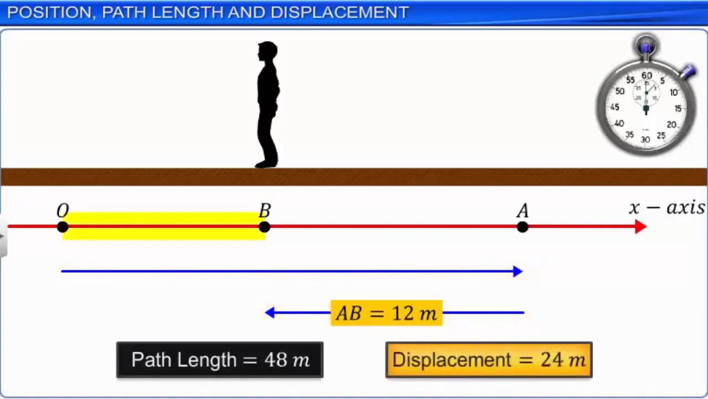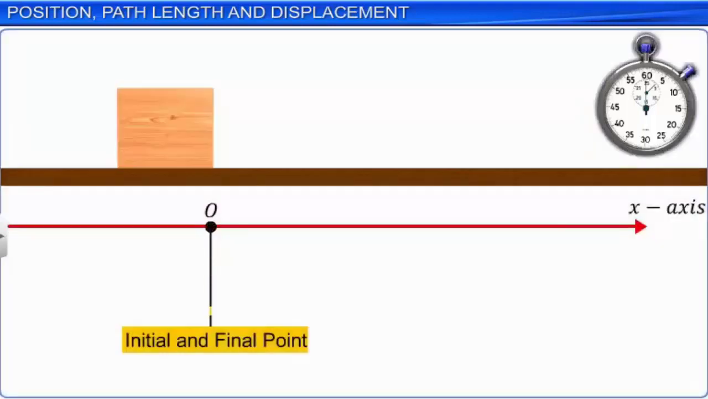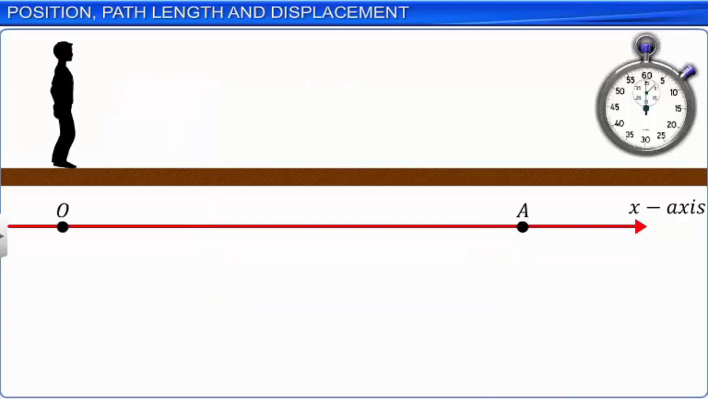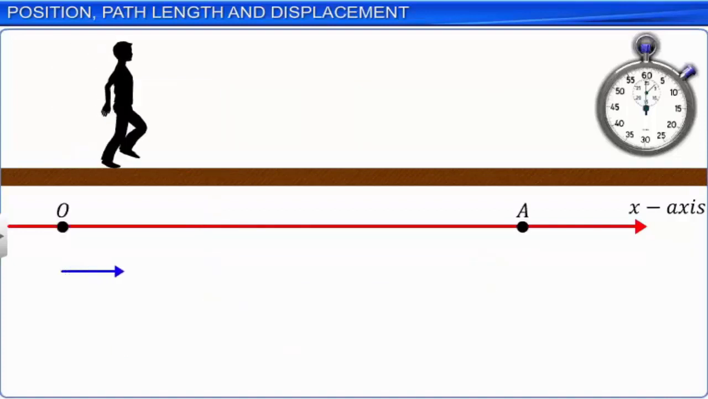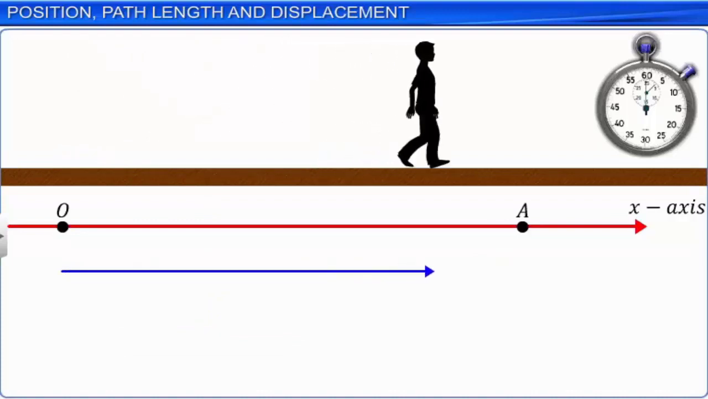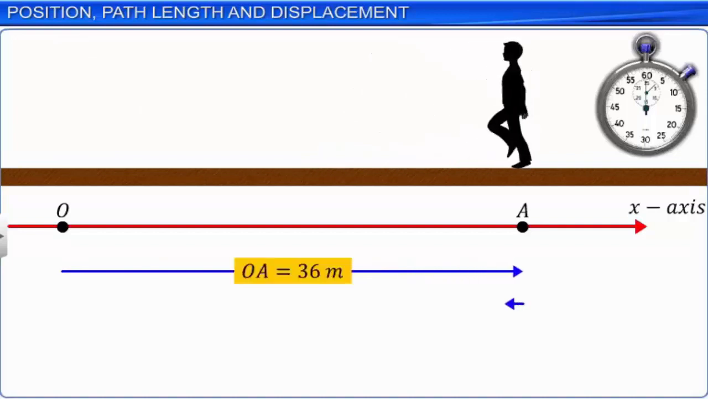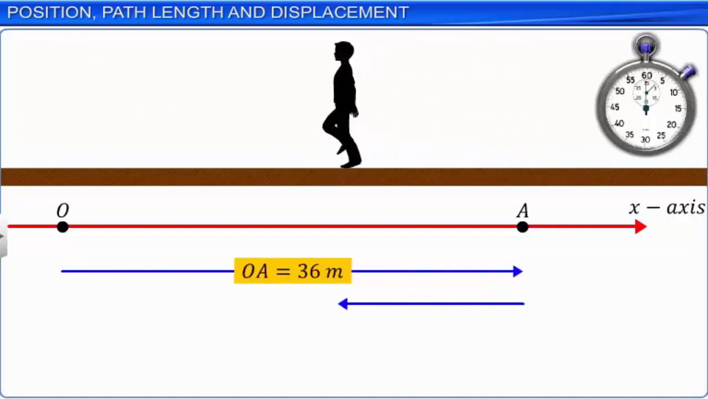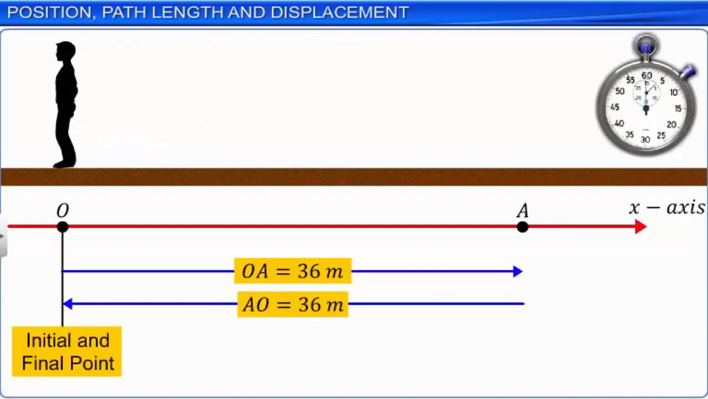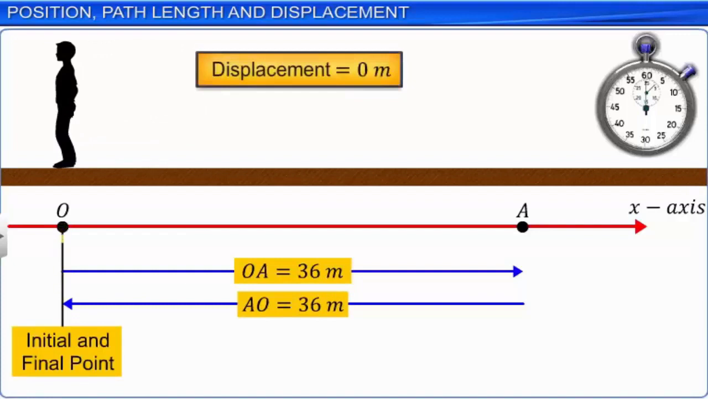There may be cases where the displacement of an object is zero, even though it has moved, but its path length will not be zero. For example, the man starts from O, goes to A, and comes back to O. The final and initial positions of the man being the same, his displacement is zero. However, the path length of his journey is 72 meters.